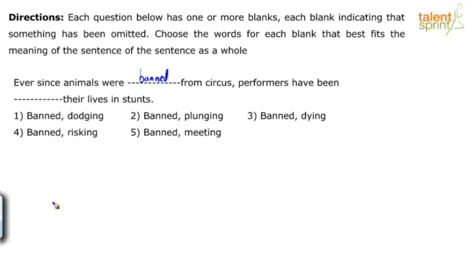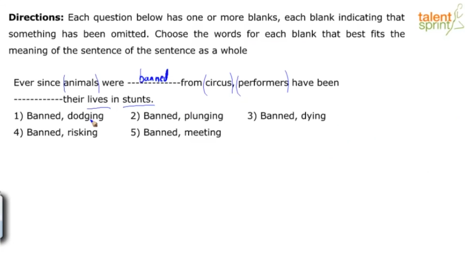What are our clues in the context? Some hint words. So I have lives and stunts. Okay, and we understand the context. Some of the key words are circus, performers, animals. So ever since animals were banned from circus, which means animals were the limelight. Animals were probably the source of entertainment when it came to circus. But since they banned it, now the whole responsibility or weight is shifted to the performers.